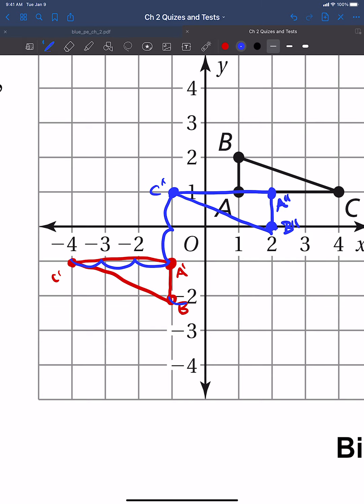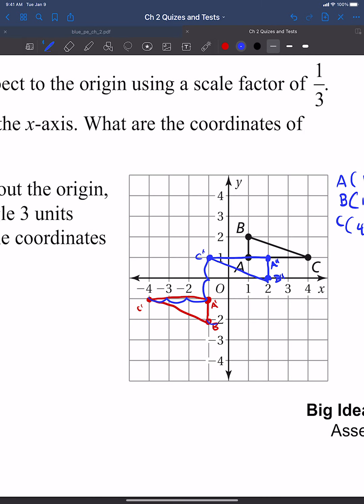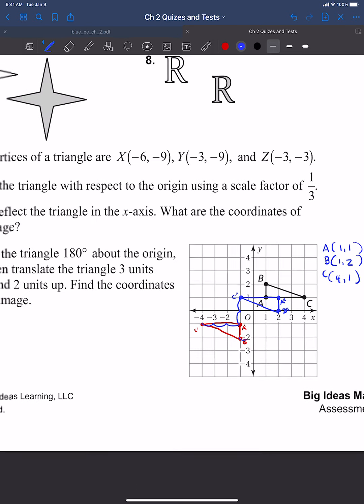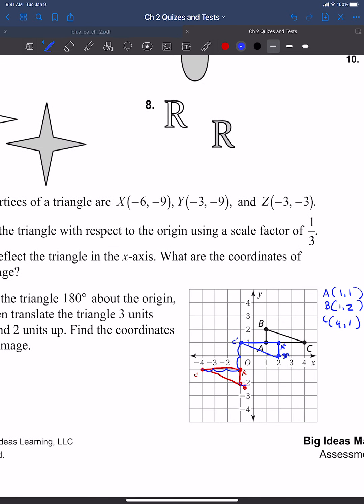Good. We did it. First we rotated it, then we translated it. The final question said, though, what are the coordinates of new C prime prime, A prime prime, B prime prime? So let's do it. A prime prime. 2, 1.